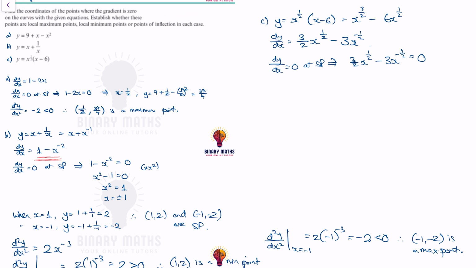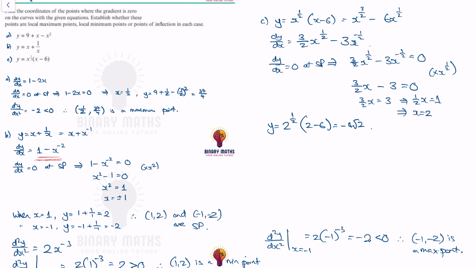I'm going to multiply by x to the power of a half to make this easier. So I end up getting 3 over 2 x minus 3 equals 0, which means 3 over 2 x is equal to 3, which implies half x is equal to 1, which means x is equal to 2. If x is equal to 2, then y will be equal to 2 to the power of a half times 2 minus 6, which is equal to minus 4 root 2. I need to now work out, so therefore 2, minus 4 root 2 is a stationary point.